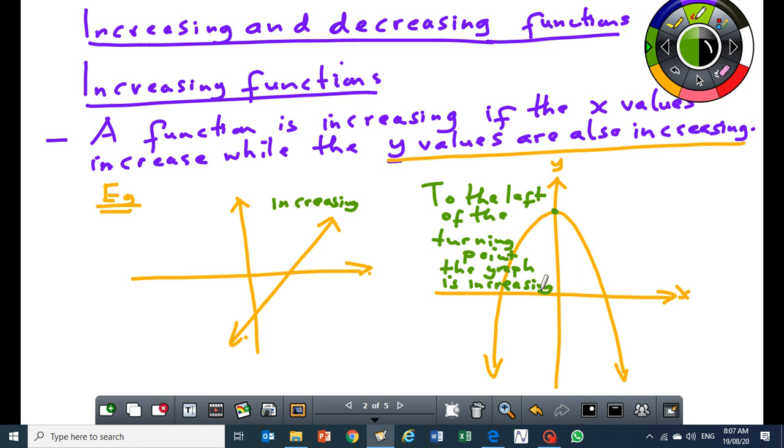Sorry? I can't hear you properly. You're talking about the straight line. Yeah.